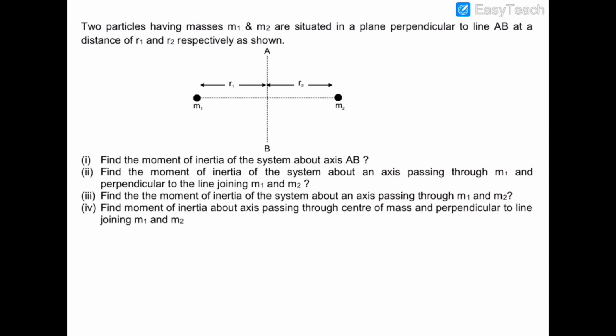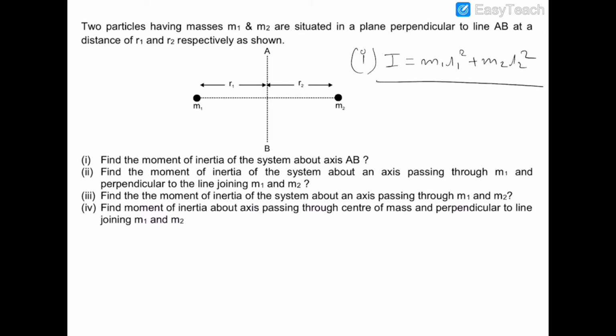Now in this question there are two particles of masses m1 and m2 which are situated in the plane which is perpendicular to AB, and the distance of m1 from the axis of rotation is r1 and the distance of m2 is r2. So we have to calculate the moment of inertia of the system initially. So for the first question, the value of moment of inertia would be m1 r1 square plus m2 r2 square. This would be the value of moment of inertia.